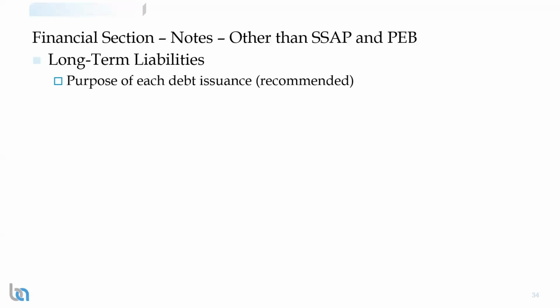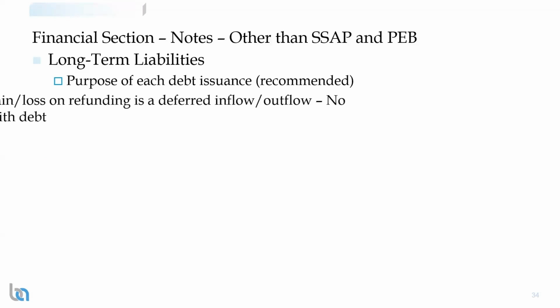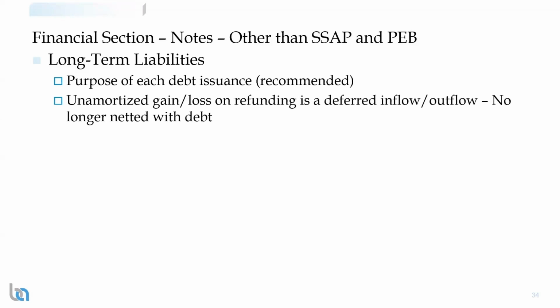Long-term liabilities, so some of the information to probably disclose is the purpose of the debt, and the unamortized gain or loss on refunding, which is a deferred inflow or outflow. They should no longer be netted with the debt. Previously, before the implementation of deferred inflows and outflows, when you had a refunding gain or loss, it used to be netted with long-term liabilities. That's no longer the case. Now it should be reported separately from the debt.